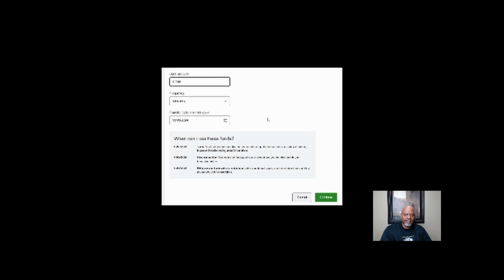Okay? And again, I did this yesterday, not today. And then all you do is push continue. Once you push continue, you're all done. Your money has been transferred. Well, it hasn't been transferred yet, but it's going to be transferred to your Charles Schwab account.